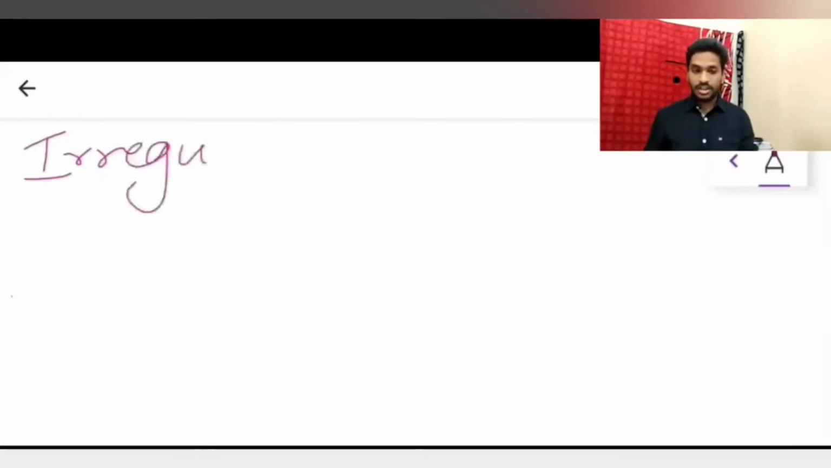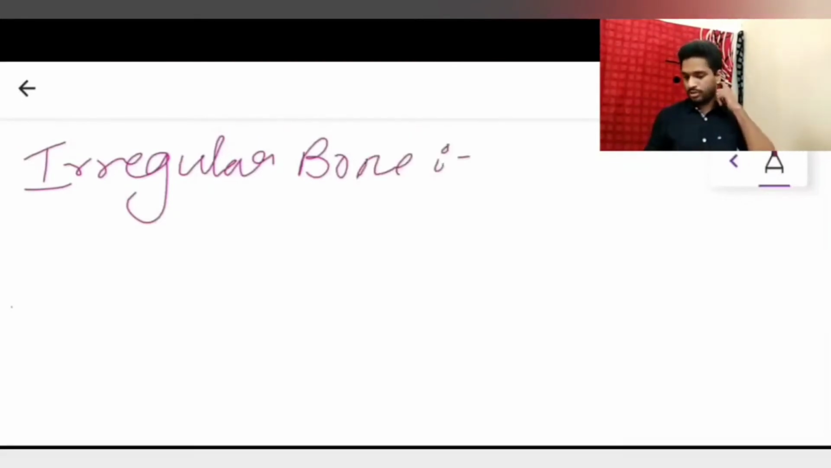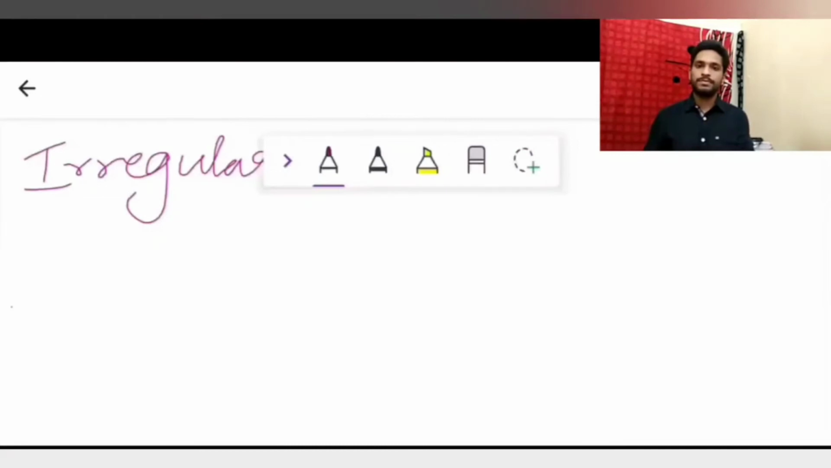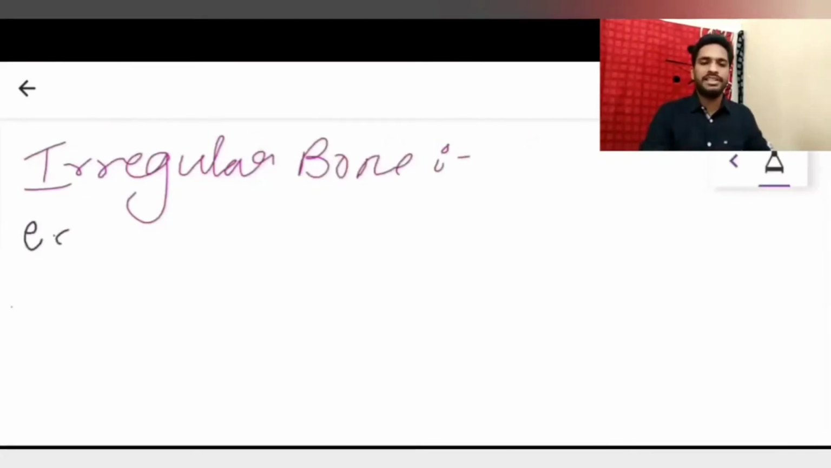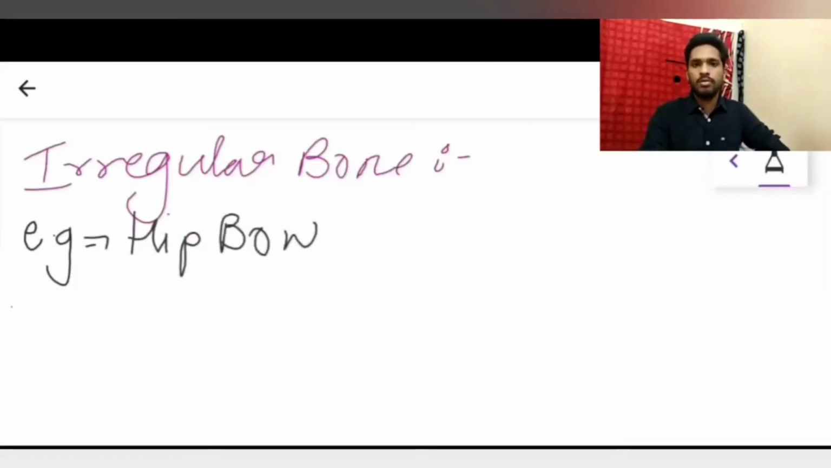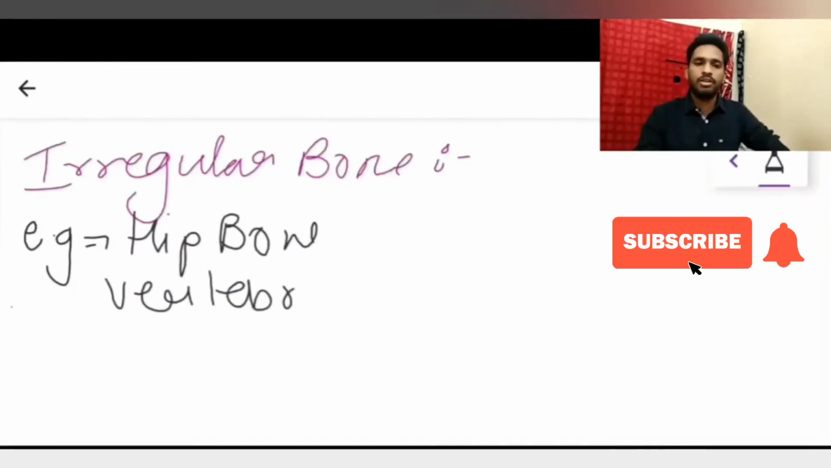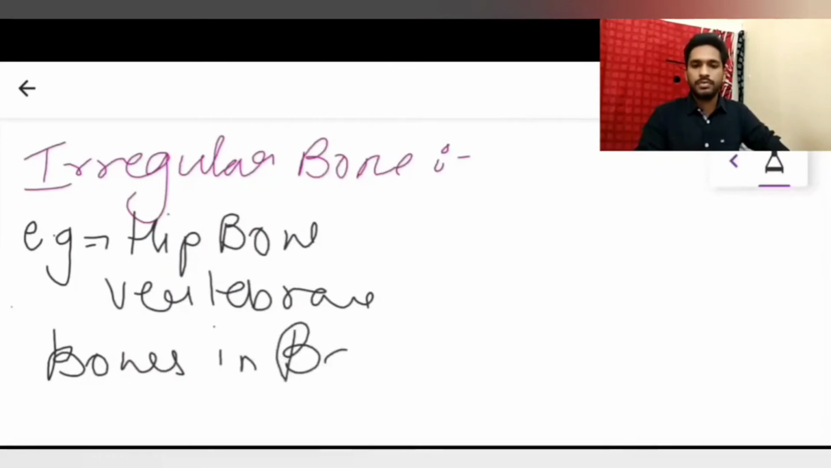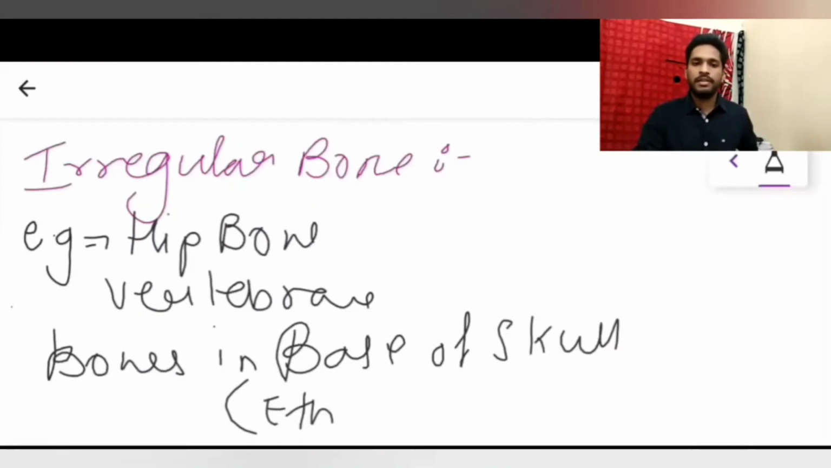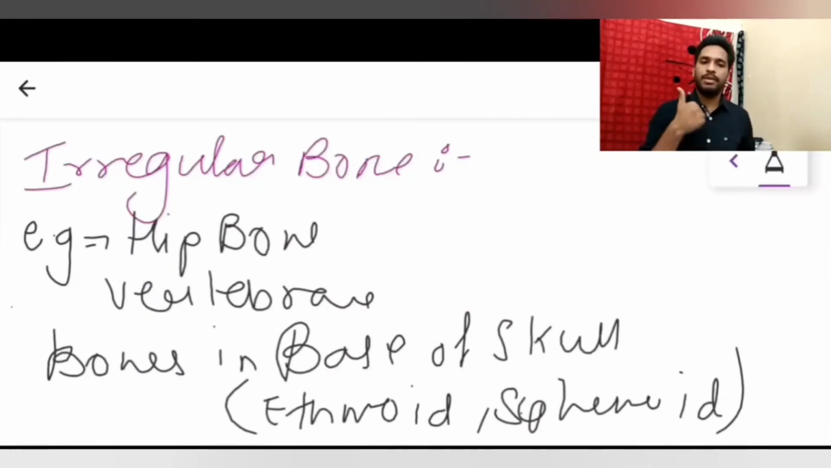Then the fourth one is the irregular bone. In irregular bone, examples are very important. That is what we need to remember. Irregular bone, example is hip bone, then the vertebrae, that is a very common example of an irregular bone. Also we have bones in the base of skull, for example ethmoid bone, sphenoid bone. These are examples of irregular bone.